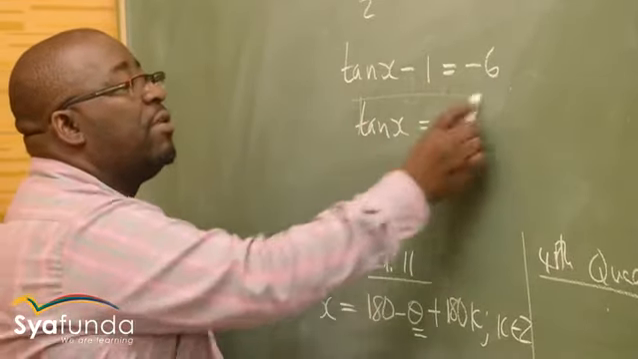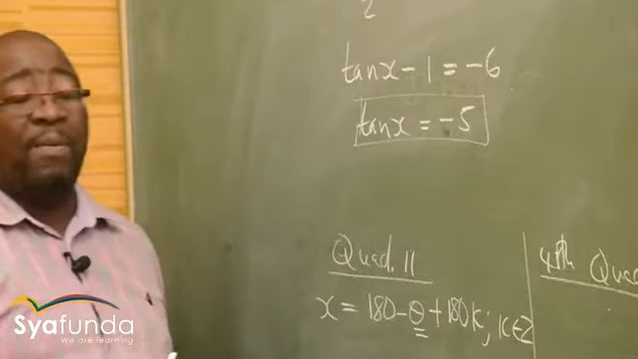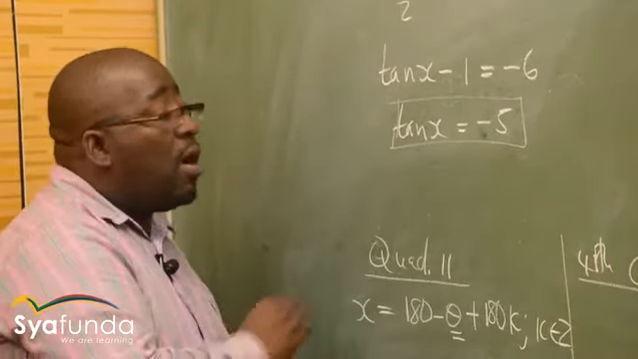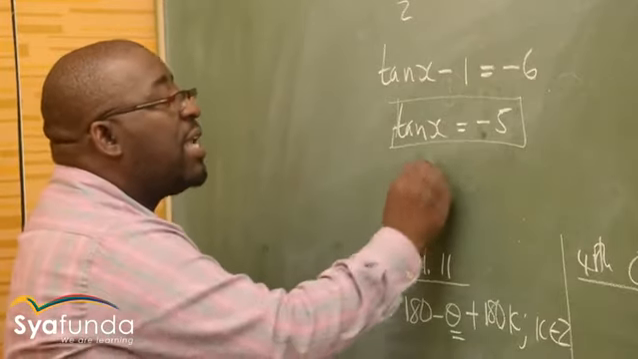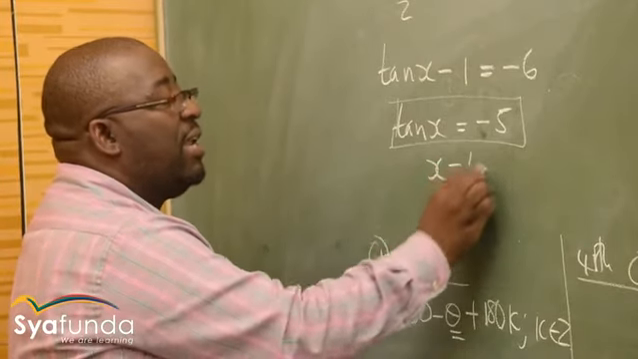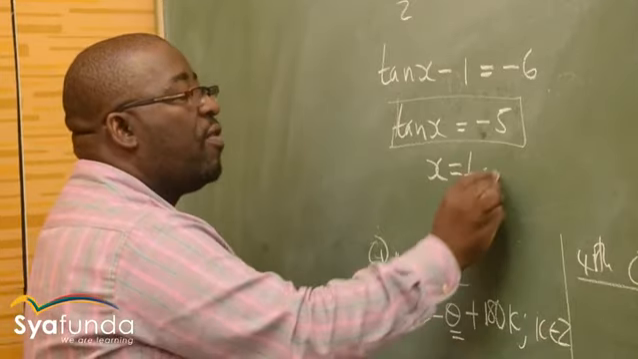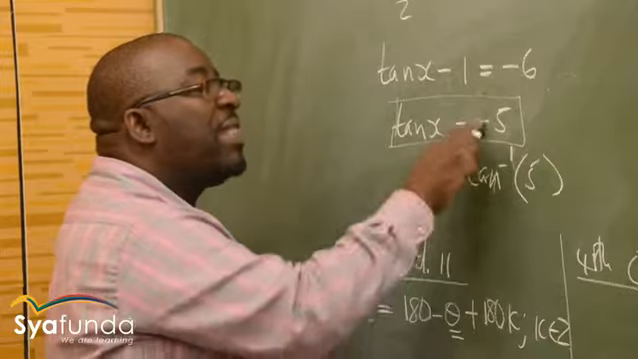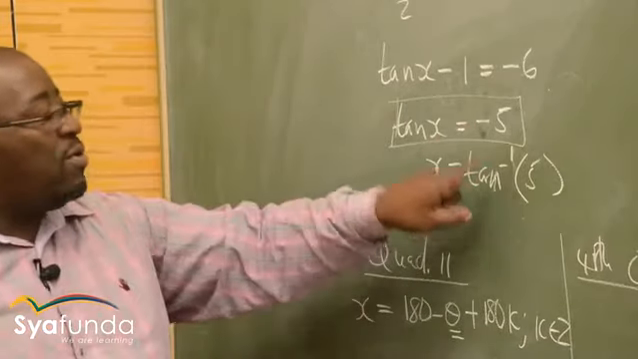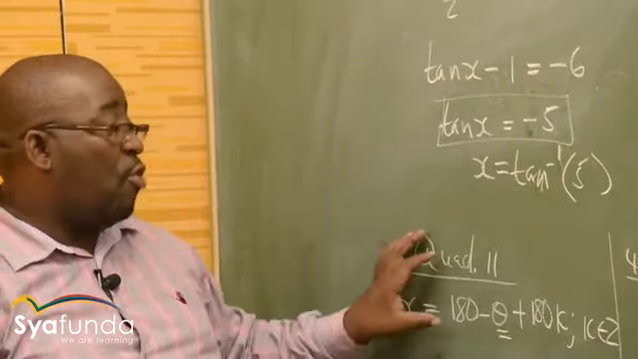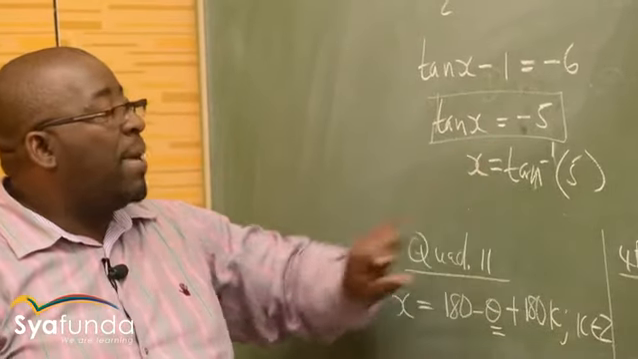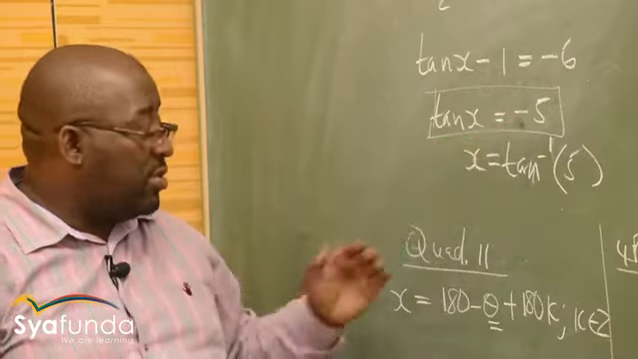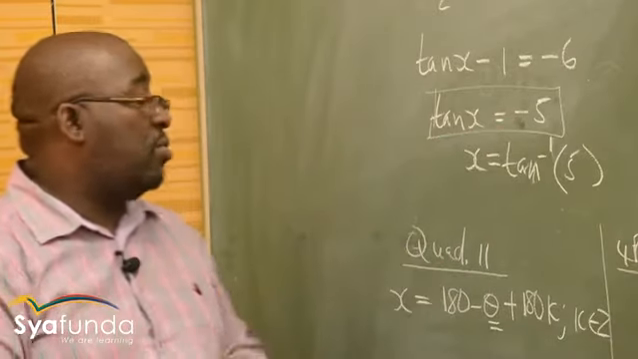Now, how do you find this reference angle? From this position, how am I going to find my reference angle? I solve for x here. I'm going to say x is equal to arctan of 5. I no longer write the negative, because the negative helped me find the quadrants, the two where tan is negative. But when I want a reference angle, I don't use this negative because I've already used it to determine the quadrants where I'll be finding my solution.